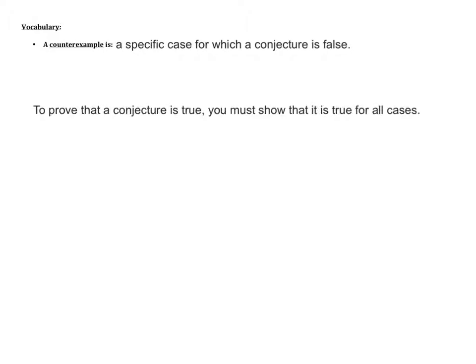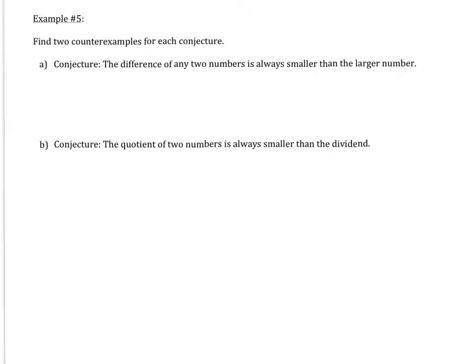Again, let's jump into some vocabulary. To show that a conjecture is true, you must show that it is true for all cases. However, if you want to show that a conjecture is false, you just need to find one counterexample. So a counterexample is a specific case for which a conjecture is false. And just to reiterate, if you want to prove that a conjecture is true, it needs to be shown that it is true for all cases. But to prove that a conjecture is false, you only need to come up with one and only one. Even if there's more than one, you only need to show one time that the conjecture is false by providing a counterexample. So let's see some examples of that.